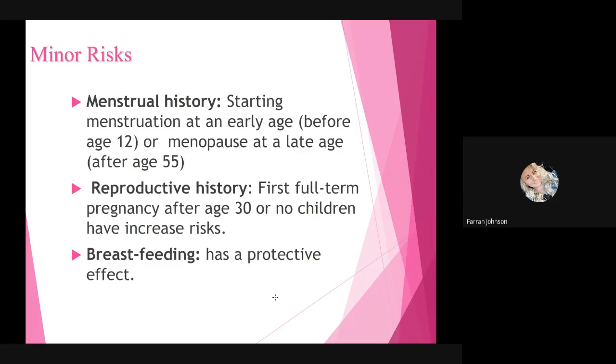Minor risks include menstrual history. So starting menstruation at an early age, before the age of 12, or having menopause at a late age, after 55, can be a minor risk. Reproductive history: a first full-term pregnancy after age 30 is an increased risk, or having no children has increased risks. Breastfeeding has been shown to have a protective effect against developing breast cancer.